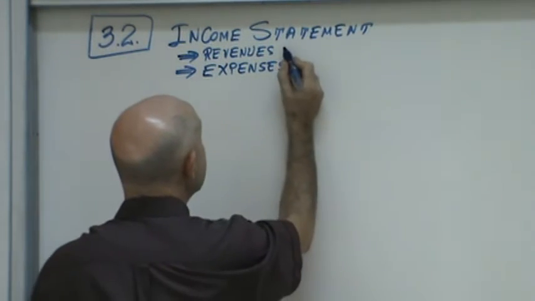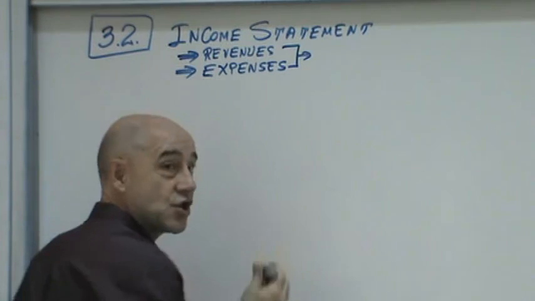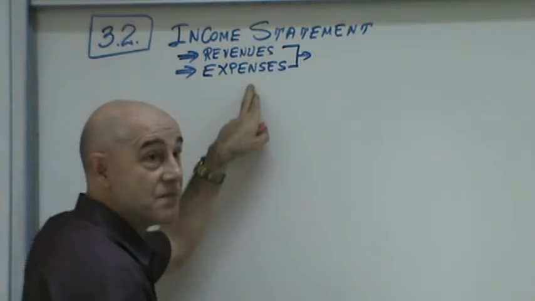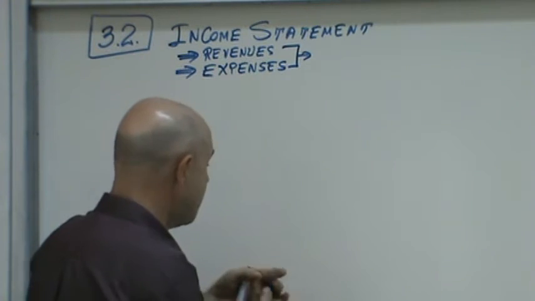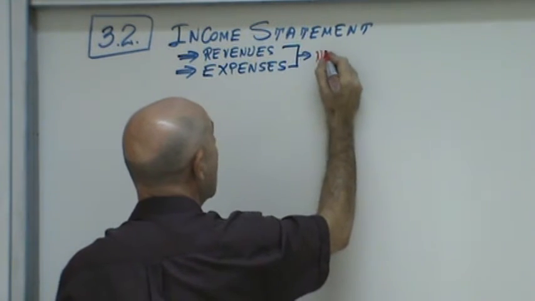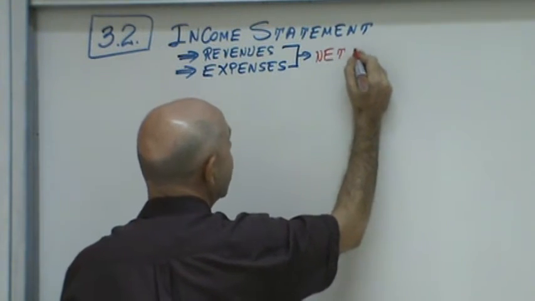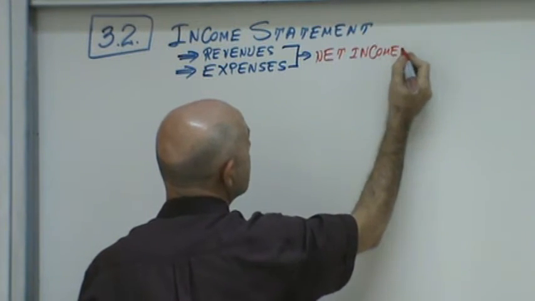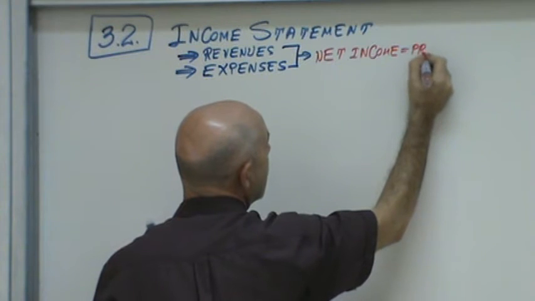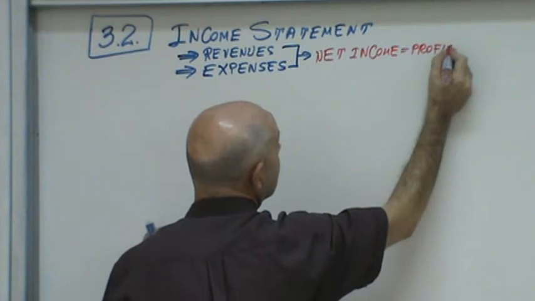This is associated with the matching principle, so expenses must be used to generate the revenues, and the difference is just that. It's called, technically in accounting, net income, but is popularly known as profit.